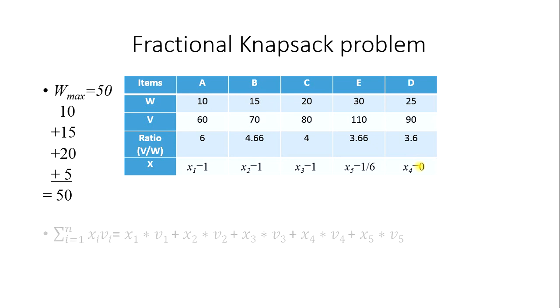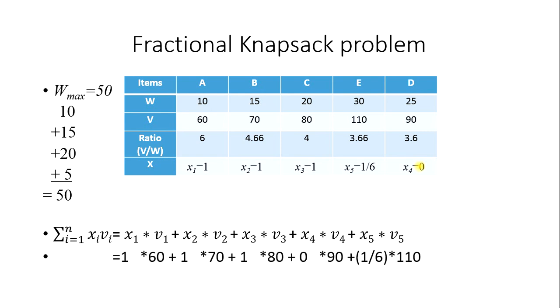Now place it in the formula. Summation of xi vi, we just add them. x1 into v1 plus x2 into v2 plus x3 into v3 plus x4 into v4 plus x5 into v5. We place the corresponding values: 1 into 60, 1 into 70, 1 into 80, 0 into 90. Why? Because x4 is item D and we did not place any portion of item D in our bag, so it is 0. x5 is 1/6, 1/6 into 110. So we have the summation, we got the value $228.37. That is the maximized output that we can obtain from using fractional knapsack.